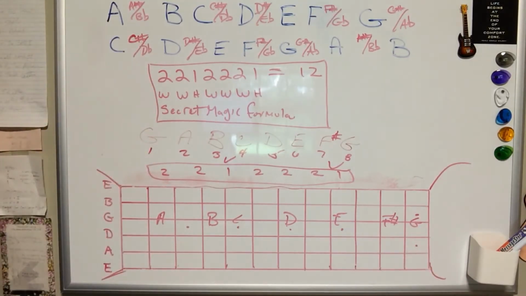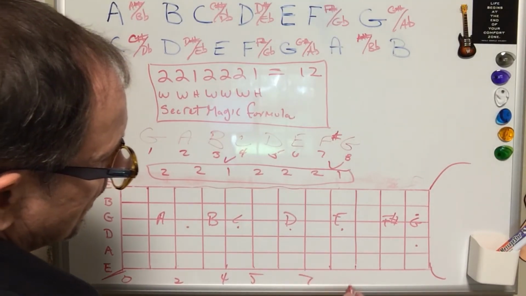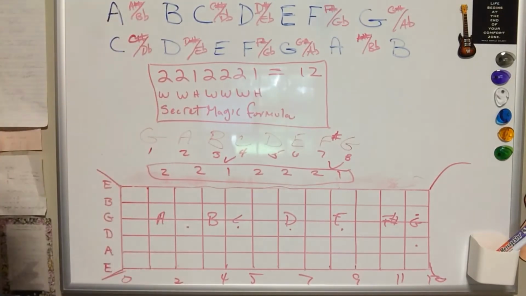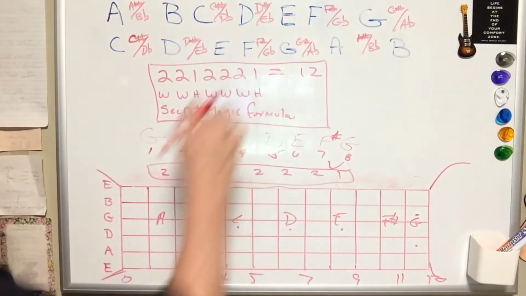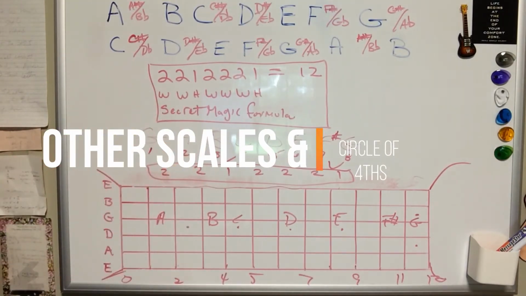So if you wanted to play a G major scale on the open 3rd string, you would play open, fret 2, fret 4, fret 5, fret 7, fret 9, fret 11, fret 12. Try that on your guitar and see if you don't get a do, re, mi major scale. We're going to do this with every one of these starting spots, but this is how it's done.